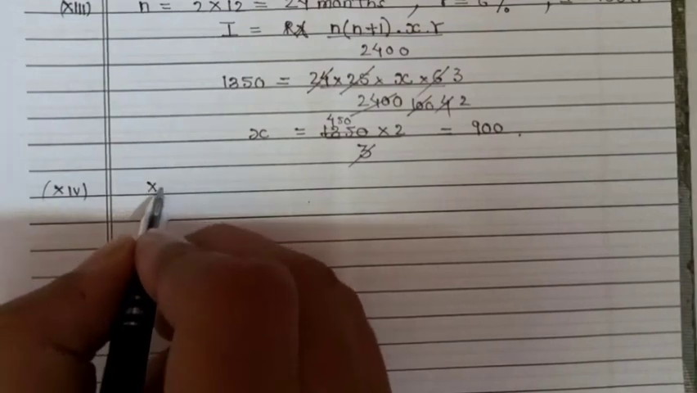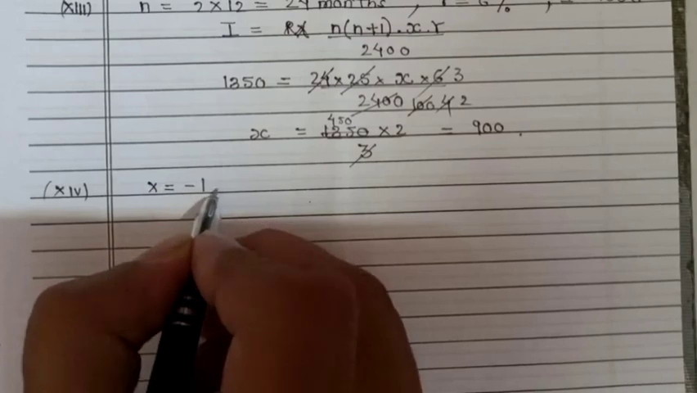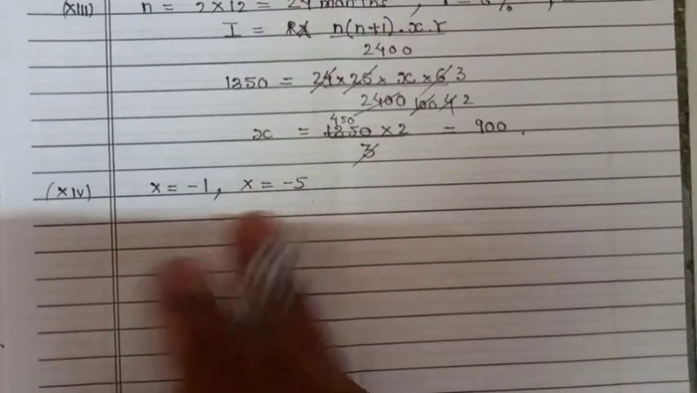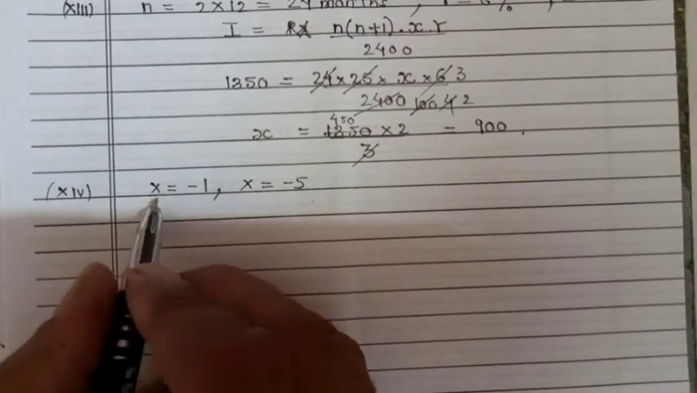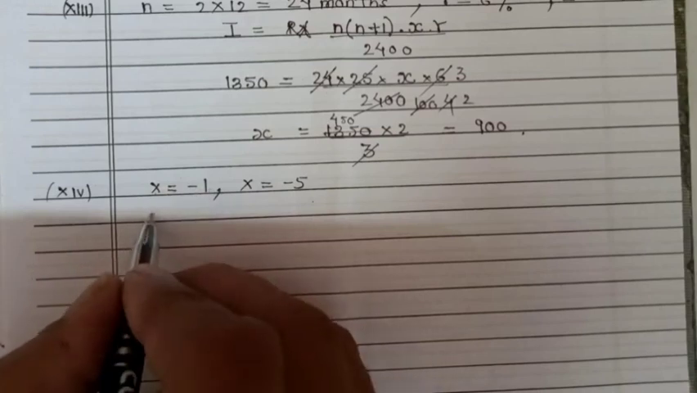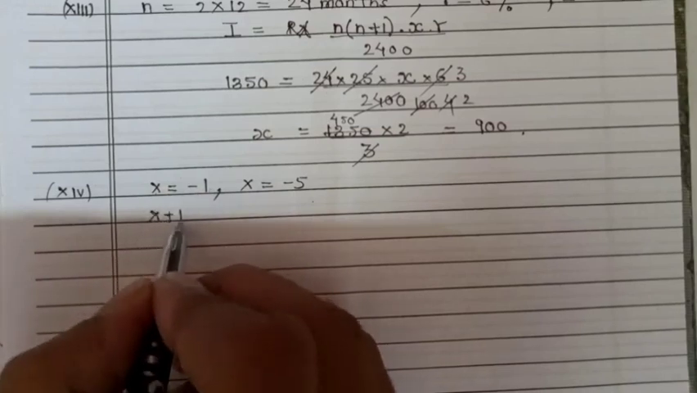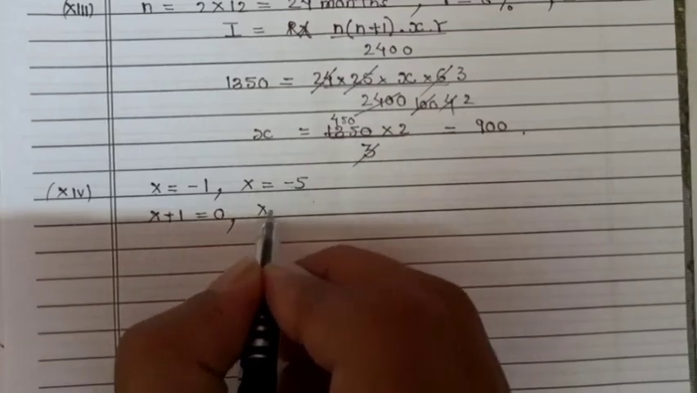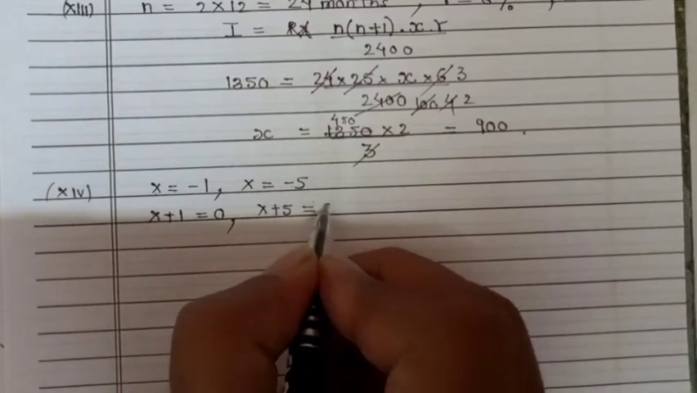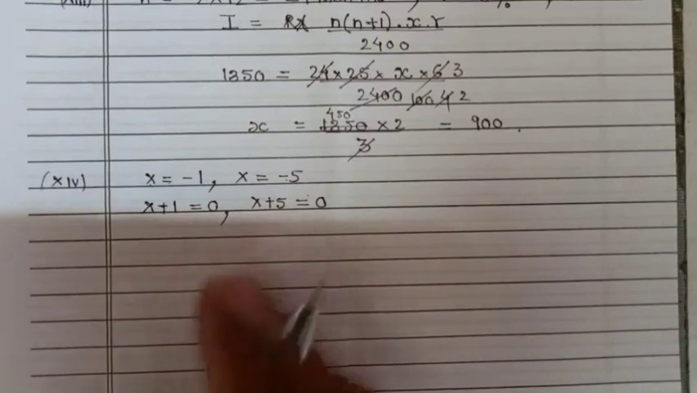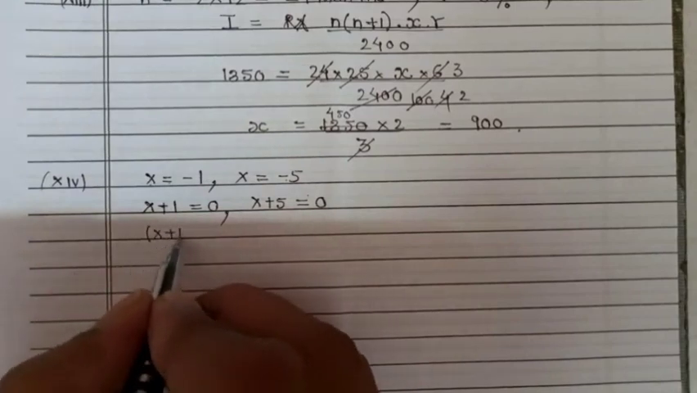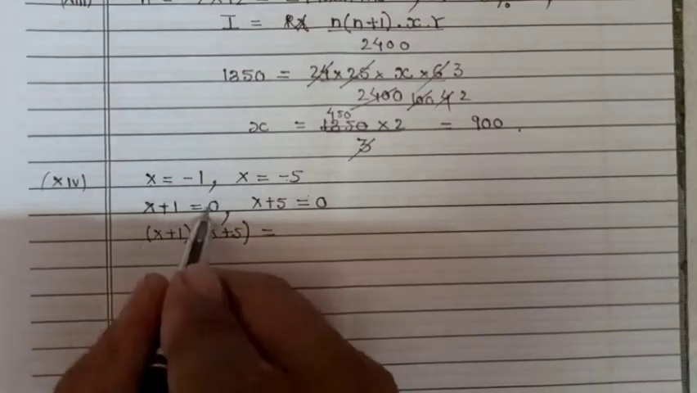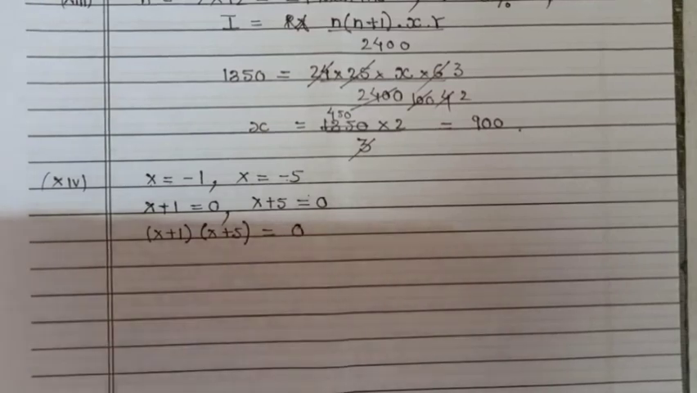So we can write it like this. First root x is equal to -1. The second root x is equal to -5. So from here we can get the two factors. So the first one will be, see, x is equal to -1, so this will give you x plus 1 is equal to 0. That's the first factor. The second one will be x plus 5 is equal to 0. Now if you multiply these two factors, x plus 1 into x plus 5, so their product will be, as both are equal to 0, so their product will be equal to 0.